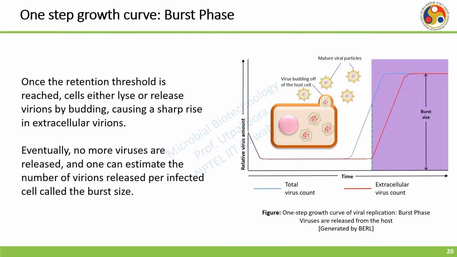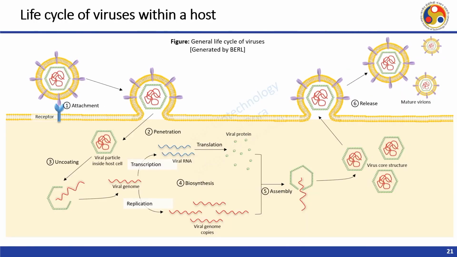The next phase is the burst phase. Once the retention threshold is reached, cells either lyse, that is break up, or release virions by budding, causing a sharp rise in extracellular virions, and you can see the virus particles coming out here. Eventually, no more viruses are released, and we can estimate the number of virions released per infected cell, called the burst size. Overall, this is the life cycle of viruses within a host.